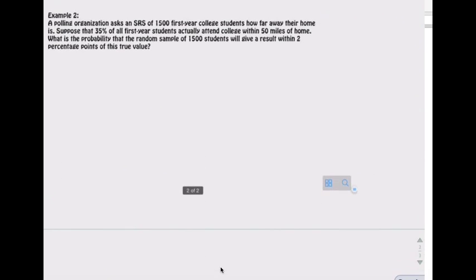All right, last but not least, we've got one more example, and here we go. We've got a polling organization, and they ask a simple random sample of 1,500 first-year college students how far away their home is. Suppose 35% of all first-year students actually attend college within 50 miles of home. Keep in mind, eventually we're not actually going to know this proportion. But for now, we do, just so that we can see how this whole deal works.